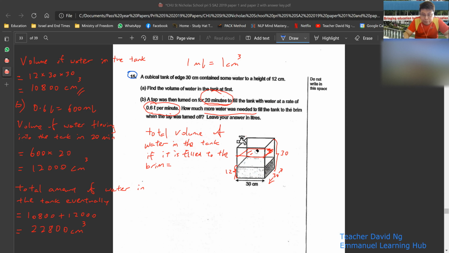Can figure out. You try to think for a moment. Okay, that's water, you know. Of course, you're thinking how to find this height, but no need to find this height. You cannot find this height, by the way.